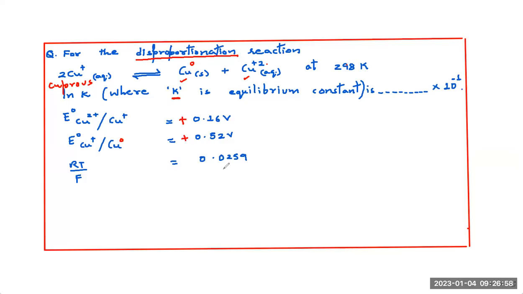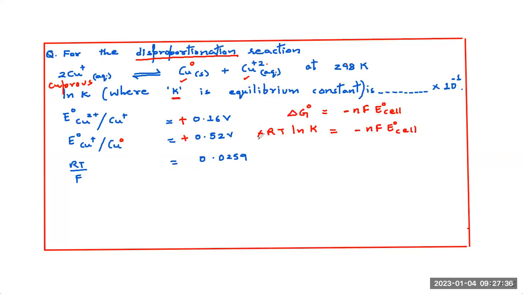Let us see how to solve. Now, first of all, what I need to understand is the formula which we can apply over here. We know delta G naught is minus nF E naught cell. Everybody knows this formula. We also know delta G naught, from thermodynamics we have learned, is minus RT natural log K, which is equal to this side, minus nF E naught cell.